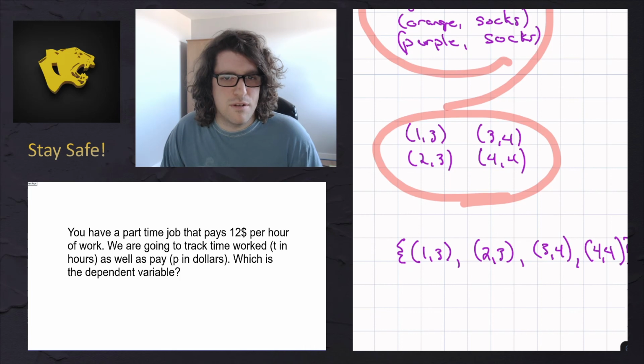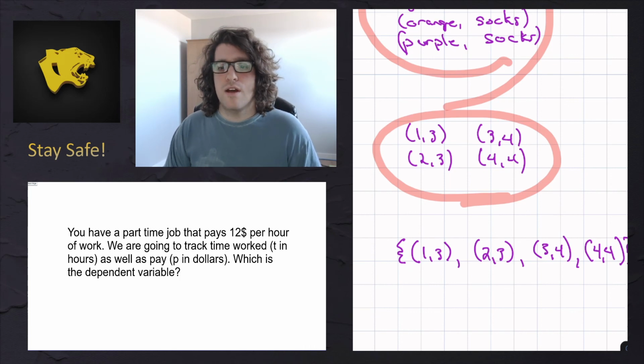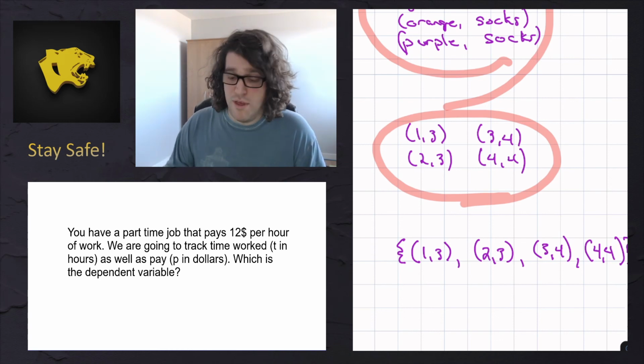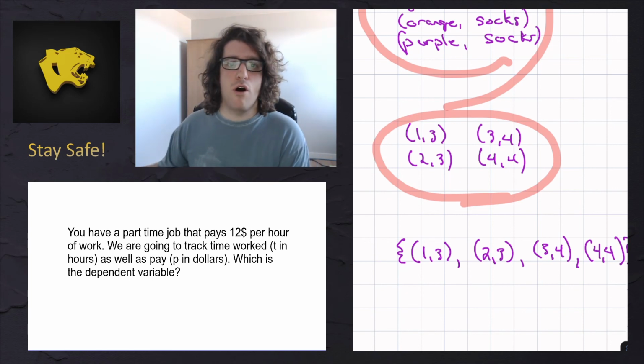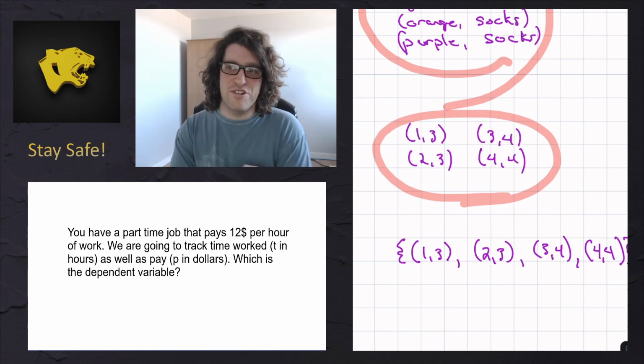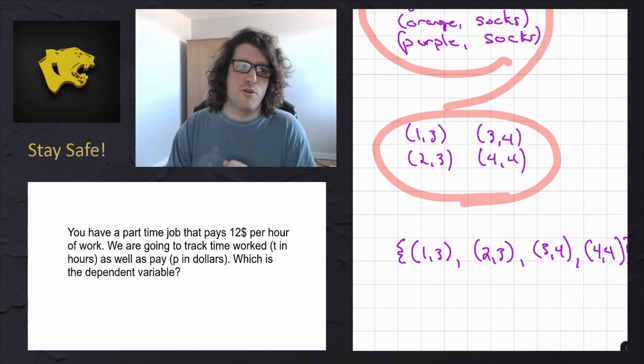You feel like you don't get as confused, dependent and independent. So again, the word depends is very helpful in tracking dependent versus independent variable. So this thing depends on the first thing. If it's dependent, then it is the range. If it is independent, it is the domain.